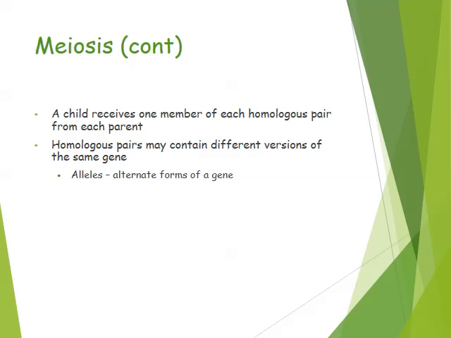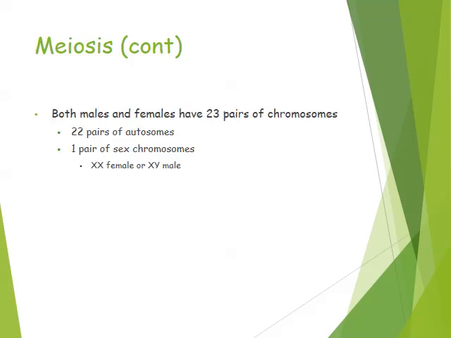Therefore, when a child is born, they have pairs of homologous chromosomes which may contain alternate forms of each gene or alleles. Both males and females have 23 pairs of chromosomes. The first 22 pairs are called the autosomes, and these chromosomes code for most traits. The last pair of chromosomes, the 23rd pair, are the sex chromosomes. Females are XX and males are designated as XY.